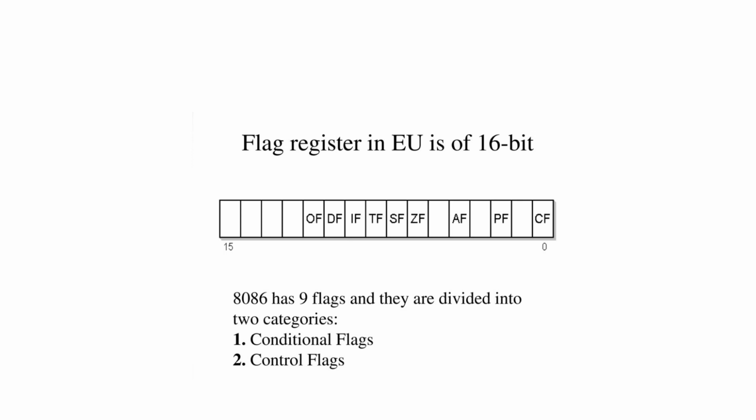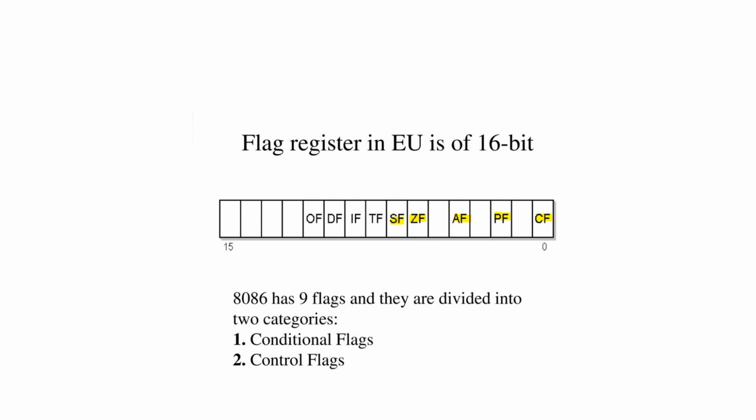In this, already we know that CF is carry flag. PF parity flag also we are familiar with. AF also we are familiar with. Auxiliary flag, and ZF is nothing but a zero flag, and SF is nothing but a sign flag. These are all already we are very much familiar with.